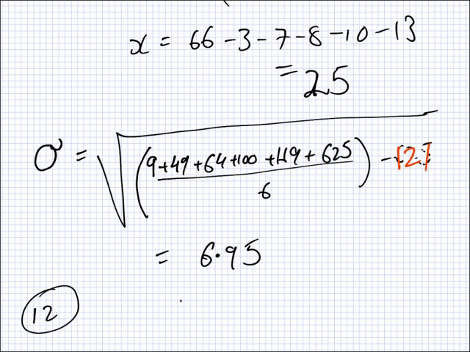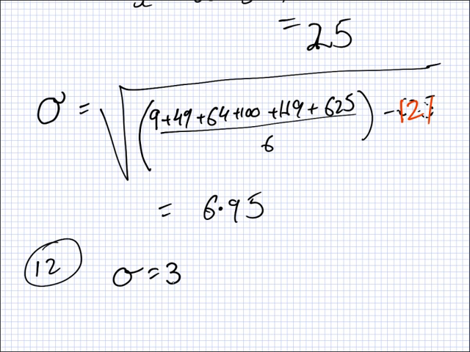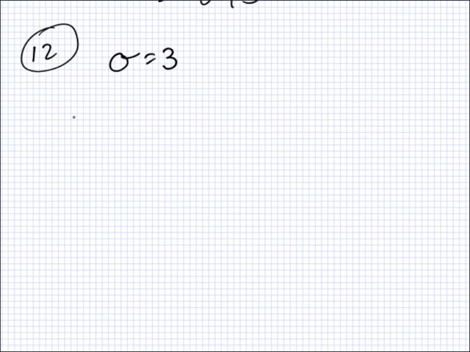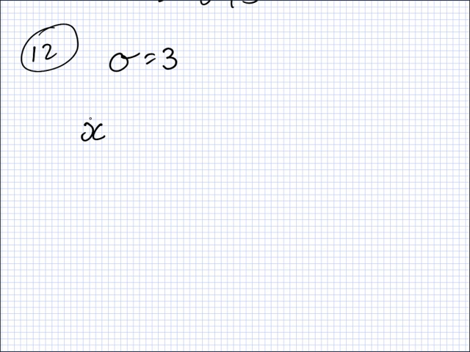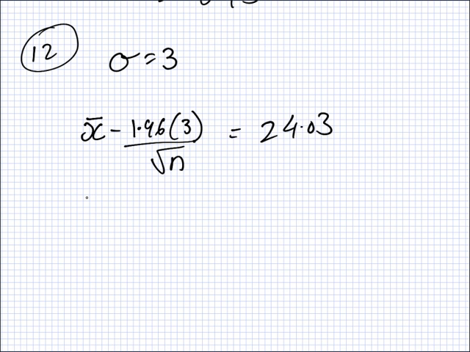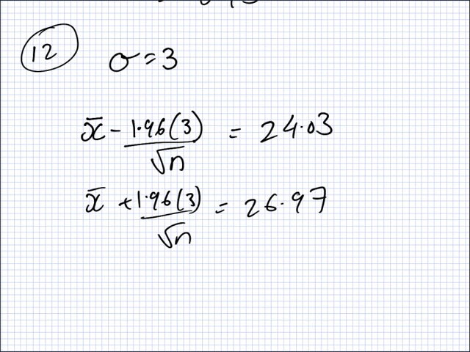Question 12. A sample of n lengths of cable is selected. The standard deviation is 3. Find n. Basically what they're telling you is that the mean minus 1.96 times sigma, which we know is 3, over root n, is equal to 24.03. And the mean plus 1.96 times 3 over root n is equal to 26.97. And what are we looking for? The n.